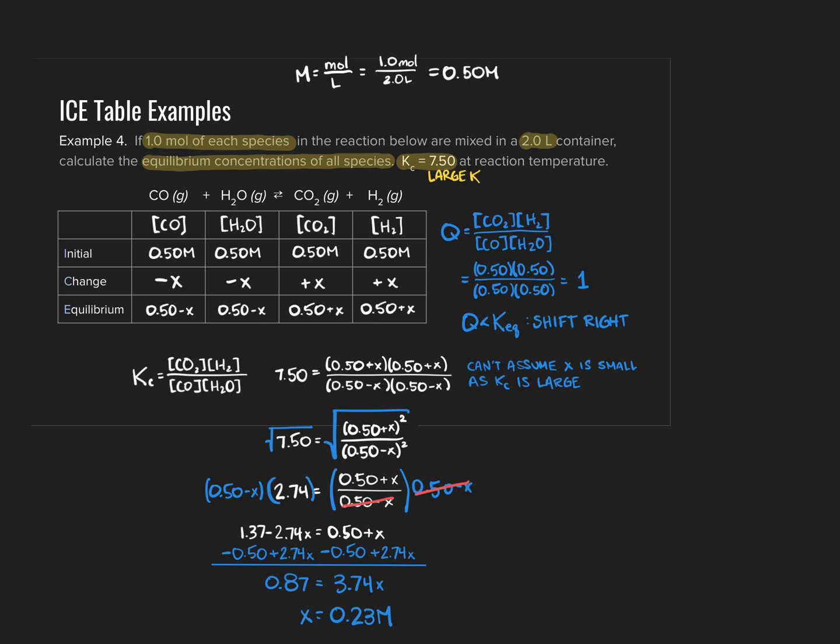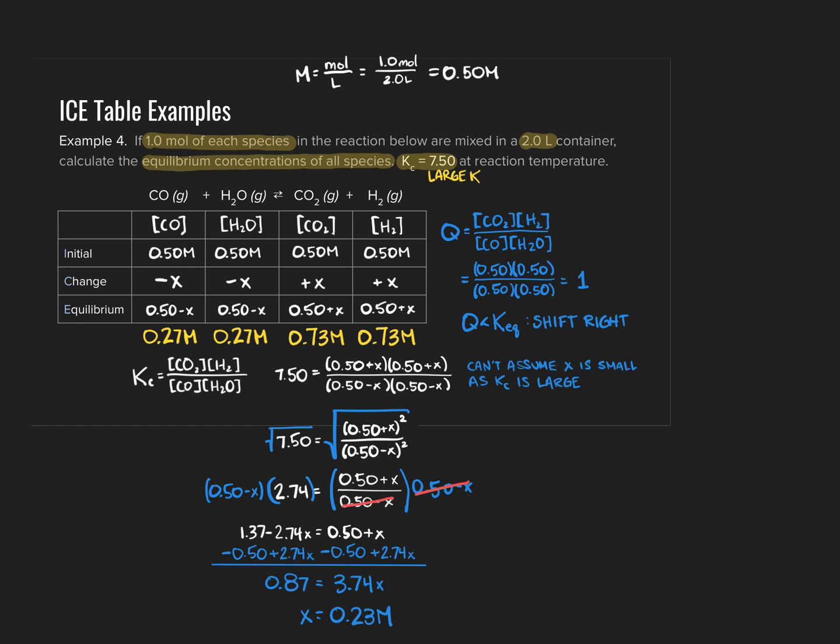So, easy peasy, I can just now go ahead and determine equilibrium concentrations of all species. For both reactants, the concentration at equilibrium was defined as 0.50 minus my x value of 0.23 molar, which yields equilibrium concentrations of carbon monoxide and water of 0.27 molar for each of those. And then for the products carbon dioxide and hydrogen, their equilibrium concentrations were 0.50 plus x moles per liter. And again, if x is 0.23, that yields equilibrium concentrations of 0.73 molar for both of the products respectively.